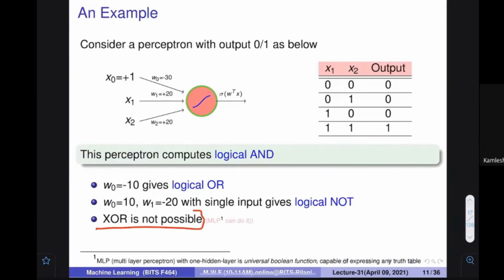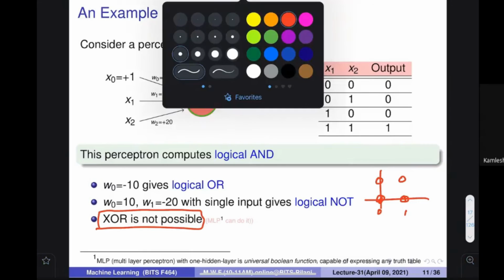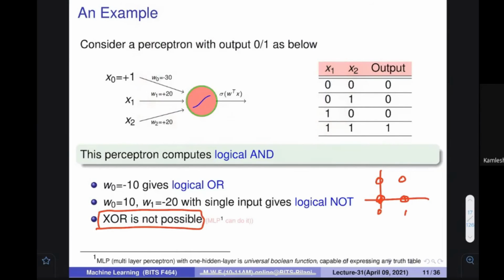However, XOR is not possible. What do I mean by this? If I say that the data is this, if I put here 0, 0 and here 1, let me say that these are the data points. So this is 0, 0, this is 0, 1, this is 1, 1, this is 0, 1. All right. So you know the XOR, what is XOR? If I say that XOR is going to be 1 over here and 0 at this particular place.